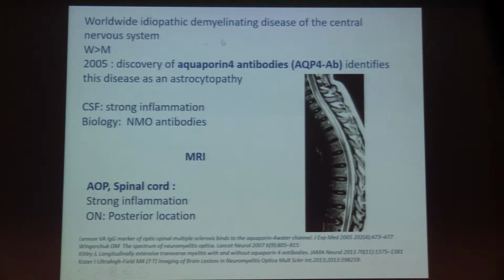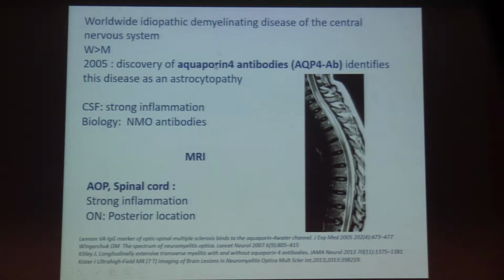So this is an idiopathic demyelinating disease of the central nervous system, which affects more women than men. In 2005, the discovery of aquaporin 4 antibodies helped identify this disease, and it is an autoimmune, very inflammatory disease. In biology, these NMO antibodies qualify the disease.